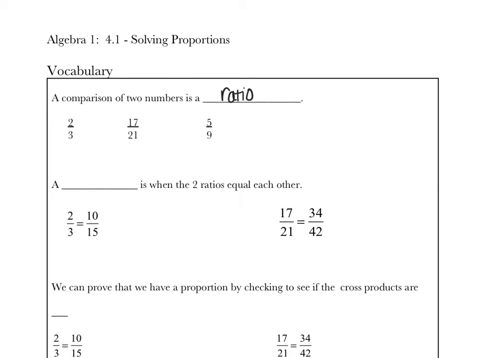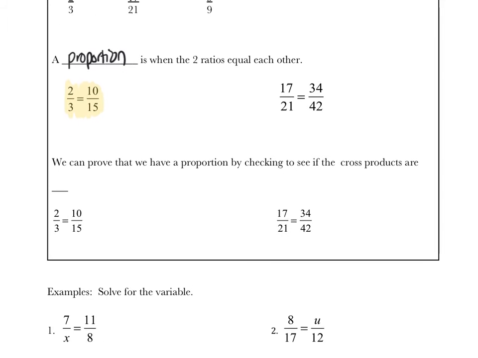A proportion is when two ratios equal one another. So a proportion is when two ratios are set equal to one another. So for example, you have 2/3 is equal to 10 over 15. Those are two ratios that are set equal to one another, and they are known as what is called a proportion. We can prove that we have a proportion by checking to see if cross products, and I'll tell you what cross products are in a minute here, are equal.